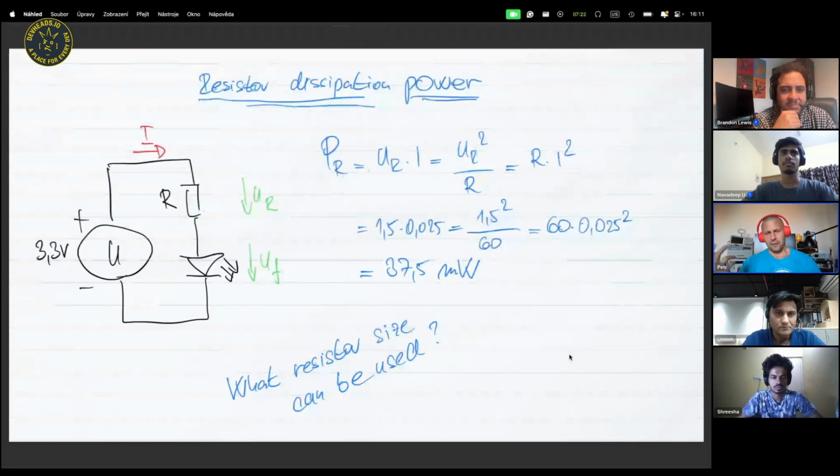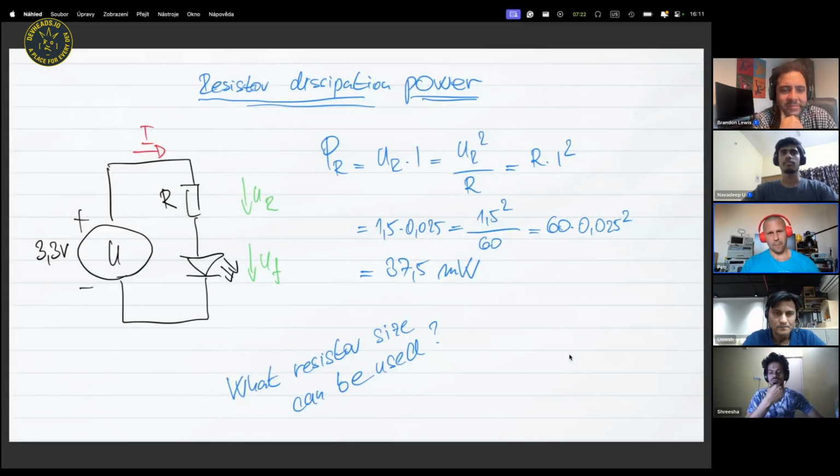So we can use the second equation from the first screen for the power. It says that the power on a resistance is equal to voltage times current, or voltage squared divided by resistance, or resistance multiplied by current squared. Whichever format you use, you get 37.5 milliwatts, which is the dissipation power of the resistor in our simple circuit. Another question: what resistor size can be used for this dissipation power of 37.5?